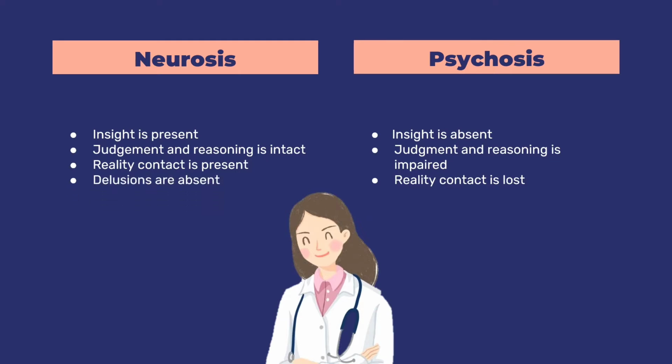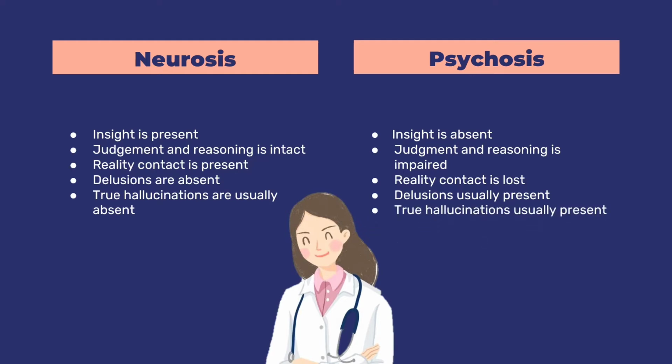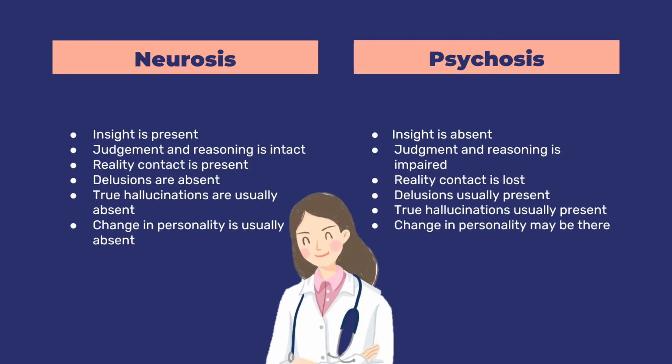For neurosis, delusions are absent, but in psychosis, delusions are usually present. In neurosis, true hallucinations are usually absent, but in psychosis, true hallucinations are usually present. For neurosis, change in personality is usually absent, but in psychosis, change in personality may be there. Now you know.